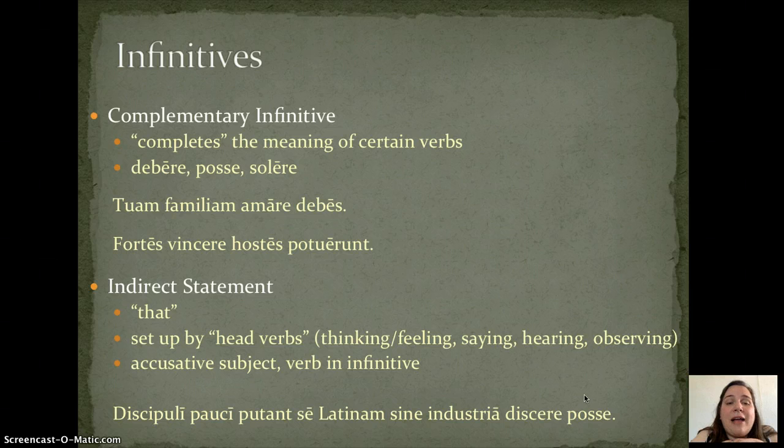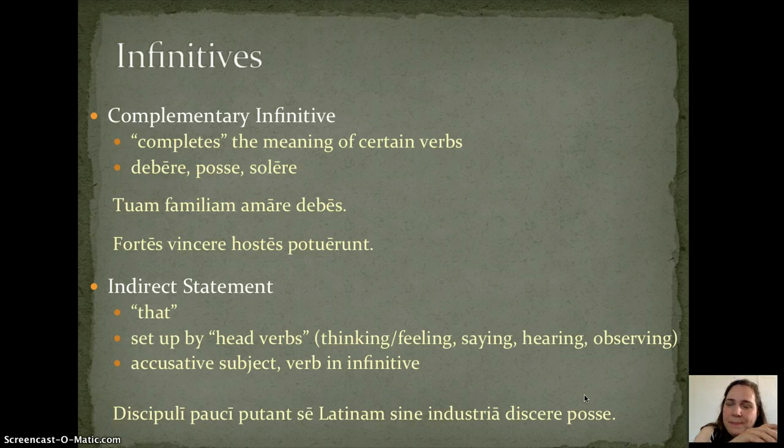Tuam familiam amare debes. You ought to love your family. You ought doesn't quite tell you everything you need to know about this action, right? So you need to complete the meaning of that action by including the complementary infinitive. You ought to love, okay? Our second sentence, fortes vincere hostes potuerunt. The brave men were able, vincere, to overcome the enemy. And again, they were able just doesn't give you enough information about the action. You need something a little bit more to complete the meaning, and that's where vincere, to conquer, comes in.